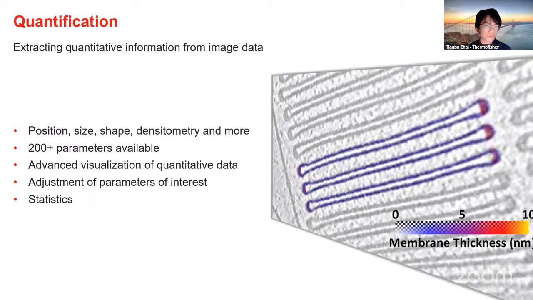Essentially, after the segmentation, what we get is a labeled image. So the image is being labeled for us, or in other words, classified for us, which pixel belongs to which class. And the next immediate step is to be able to analyze those labeled structures.